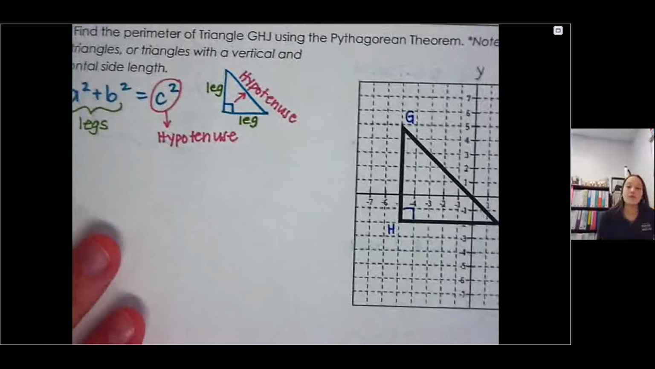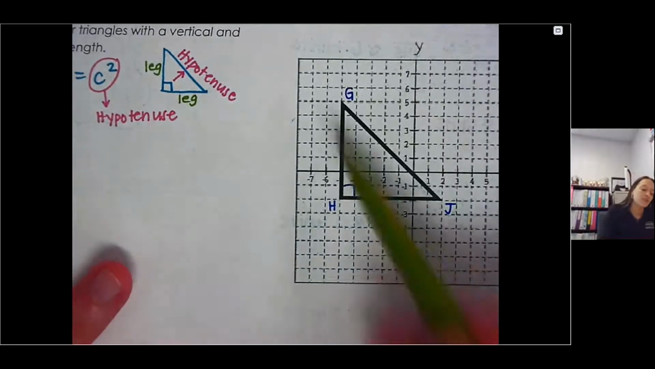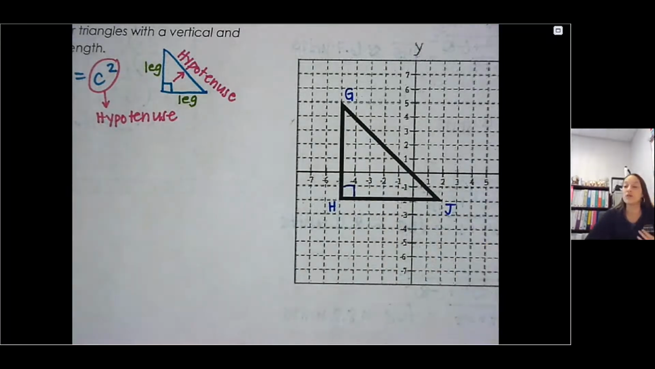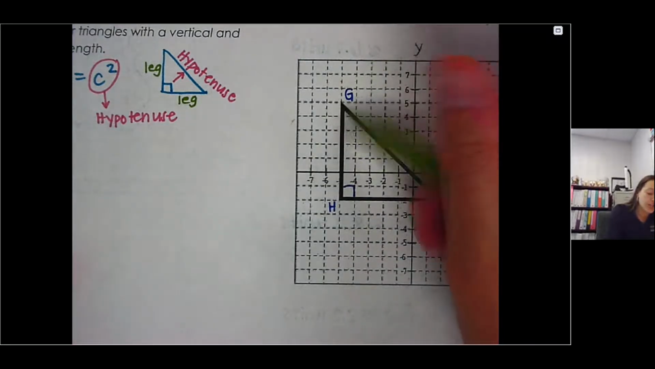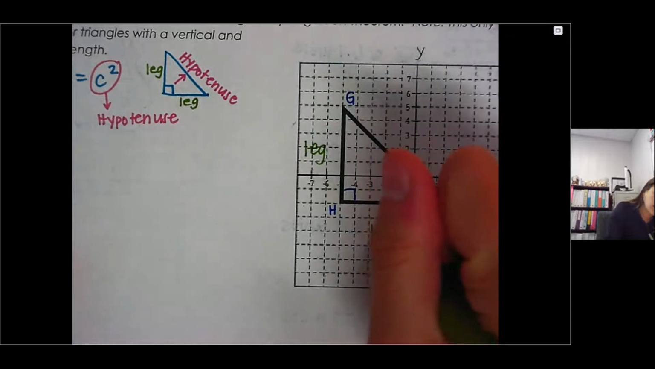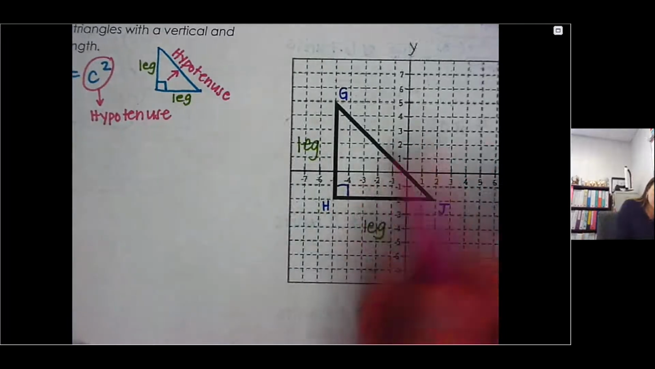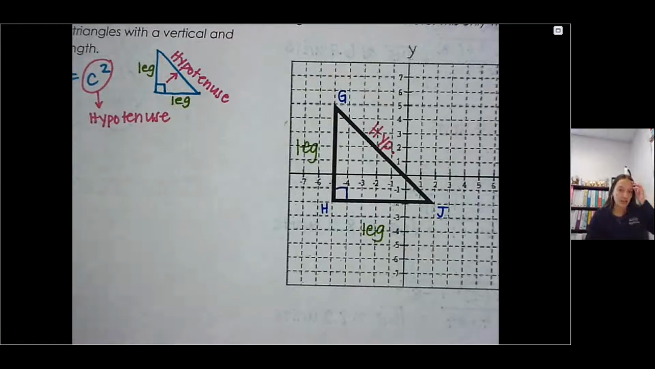So in my picture here, what's beautiful is that because it's a right triangle, I have some vertical and horizontal lines. And when you have vertical and horizontal lines, you do not have to do the distance formula. All you have to do is count. So in this picture, my legs are GH, this is a leg, and HJ is another leg. The hypotenuse in my picture is the one across from the 90, it's the diagonal. It's this side over here, G to J.